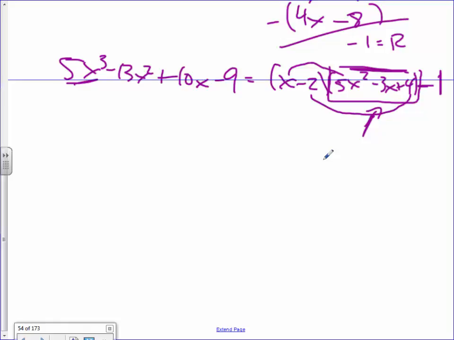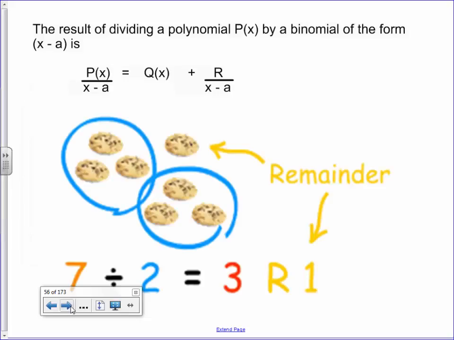Did this make sense then for long division? Okay.